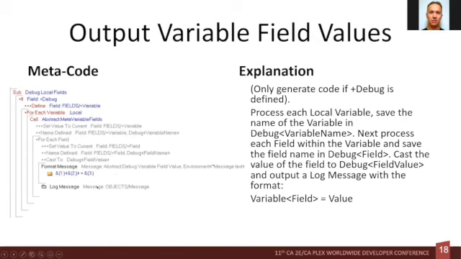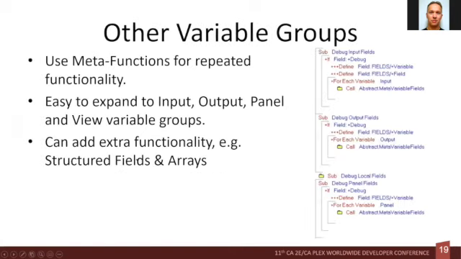So when I run this in my function, or generate my function, it will basically generate the name statement, the cast statement, and the format message and log message for every field in my function or local field, and then at runtime I can see those values. So I can just copy that meta function. I can call it if I want to check my input parameters, my output parameters, panel fields. It's just the same meta function.